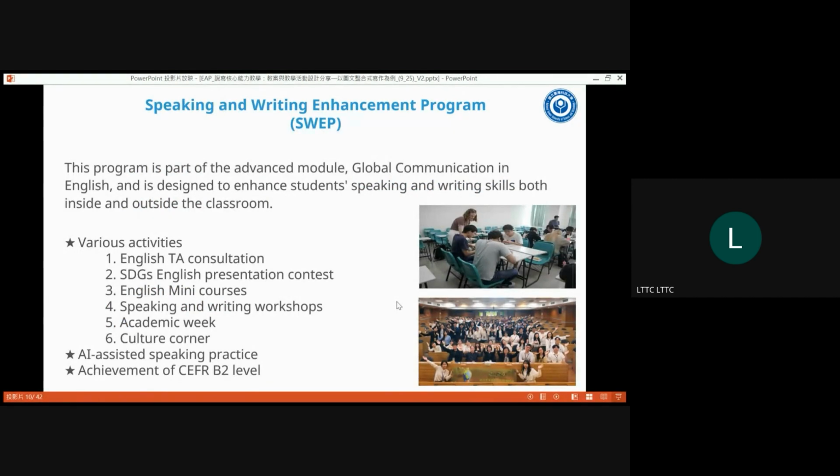We also have a speaking and writing enhancement program we call SWAP. This program is part of the advanced module, and students have a lot of options for improving their speaking and writing skills. For example, they can participate in the SDG English presentation contest, have English TA consultation, and we also have writing workshops. So this is how we enhance students' speaking and writing skills.